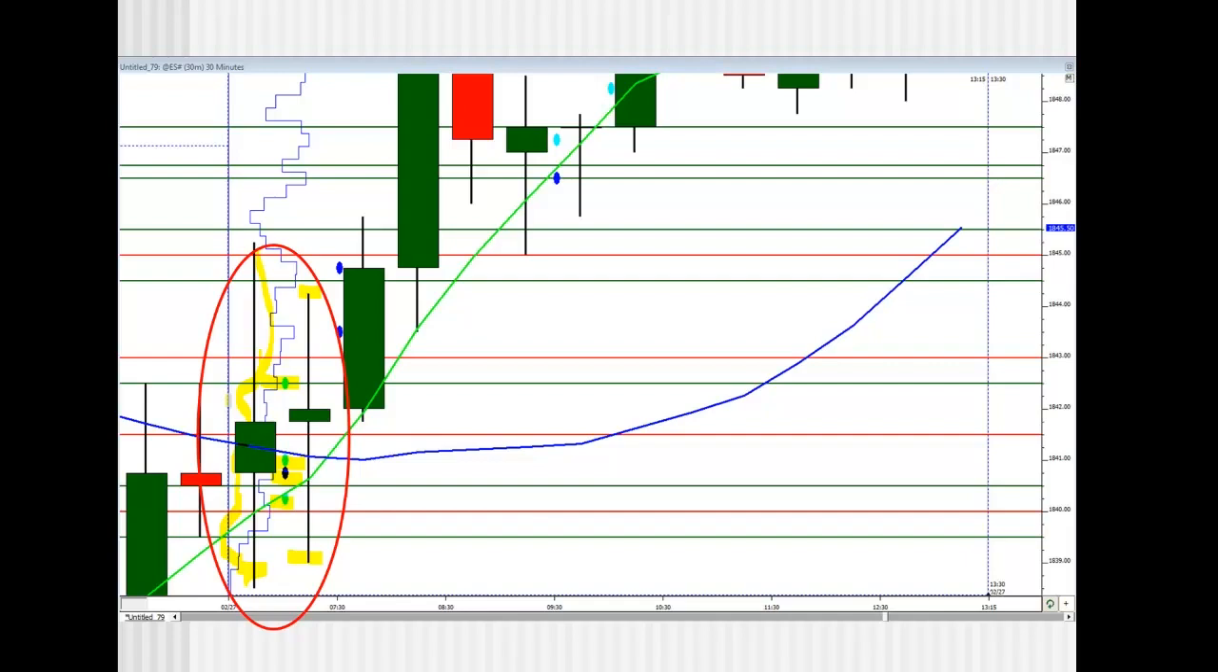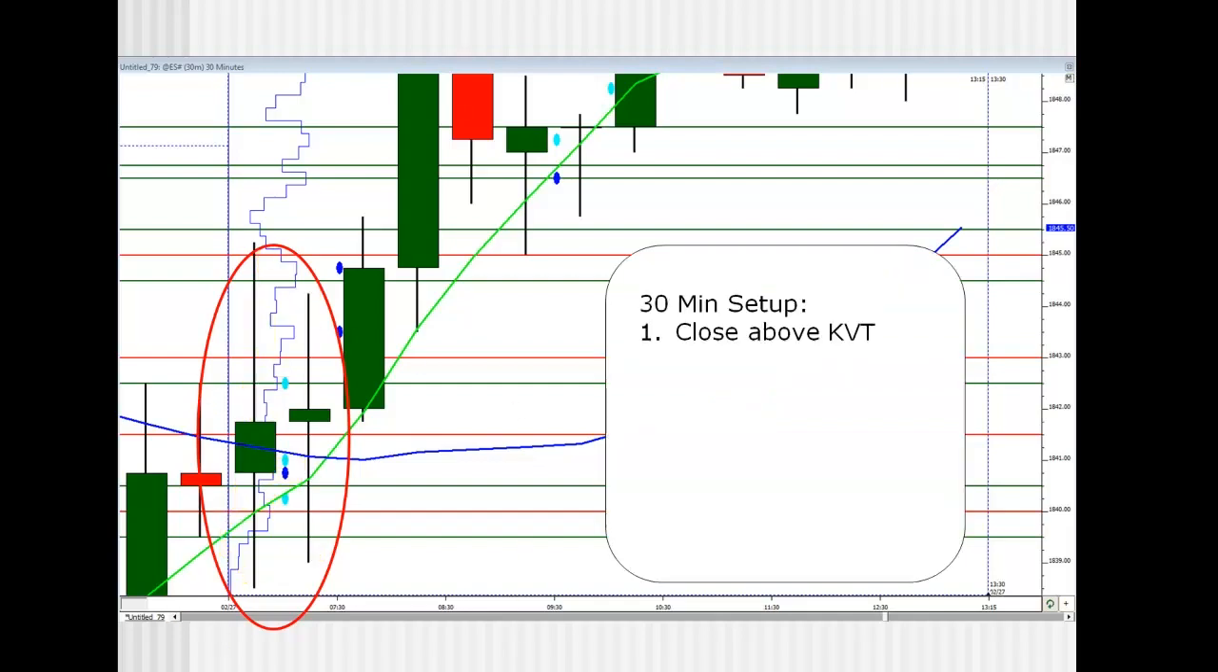And here's where the KVT comes into play and really eliminates this ambiguity, because we are going to determine the direction based on heavy participation, based on the large volume that actually was traded during this initial hour. So let's take a look at the parameters of this 30-minute setup.